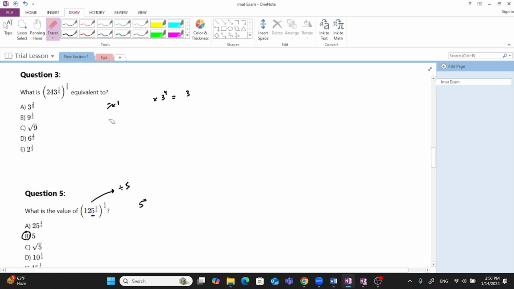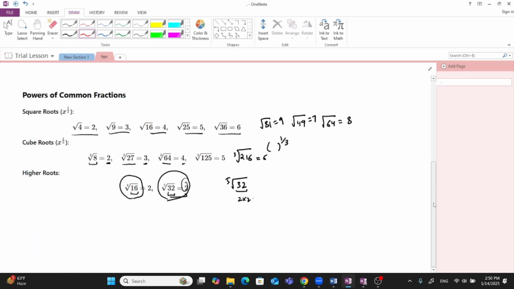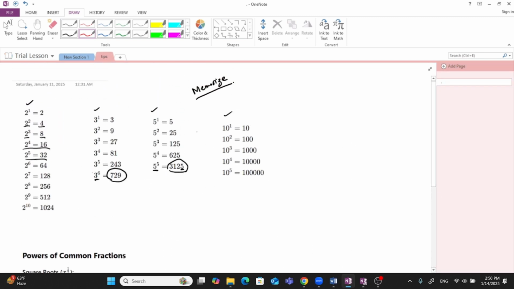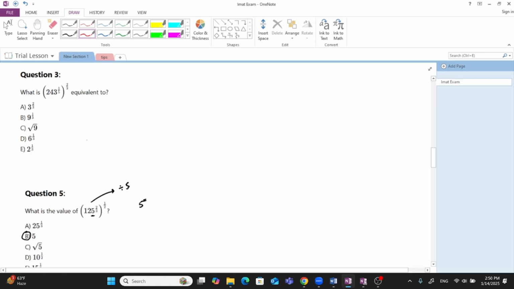Let's do this next one. And you know what 243 is? If you can see in the table, you can see 3 to the power 5. So 243 is 3 to the power 5 and it will multiply with this. So this will be cancelled out and we get 3 to the power 2 by 3.